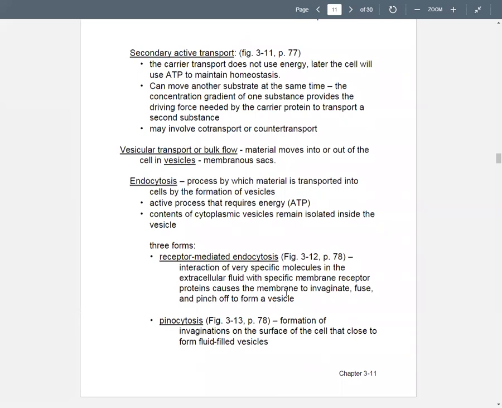All right, secondary active transport. Here, the carrier transport is not using the energy directly, but the cell is going to need energy in a subsequent, second step to keep homeostasis. Sometimes you're removing another substrate at the same time. Your concentration gradient for one of the substances is going to give you the driving force you need for that carrier protein to transport the other substance. So it can be involved with both co-transport or counter-transport.